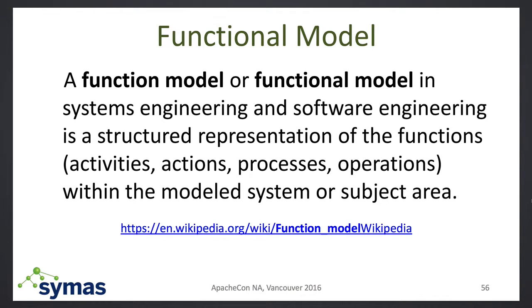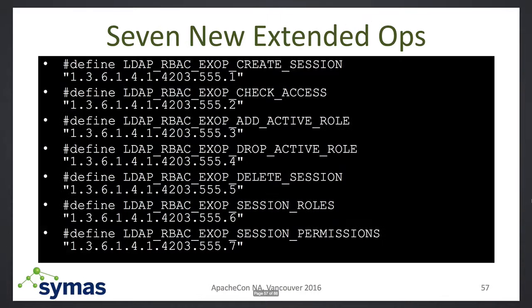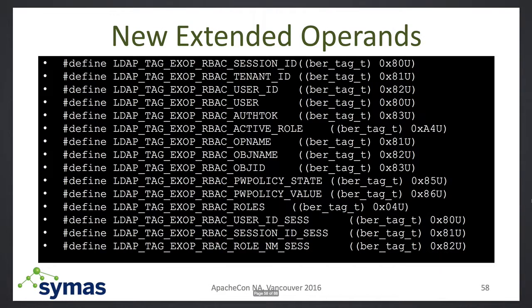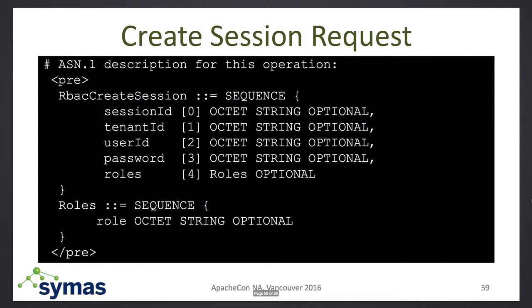Okay, so the functional model is we created 7 new extended operations that are running inside the server that correspond with the APIs that we've been talking about. And then there's a number of operands that control the entity flows back and forth. Here's an example of create session. This is an ASN.1 notation. This is the extended protocol that goes on the wire.